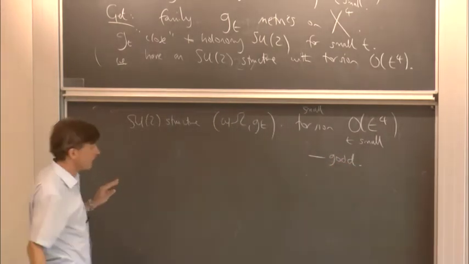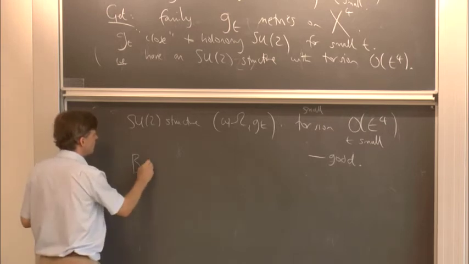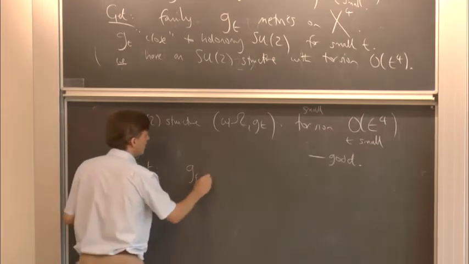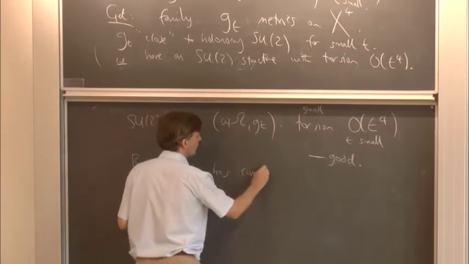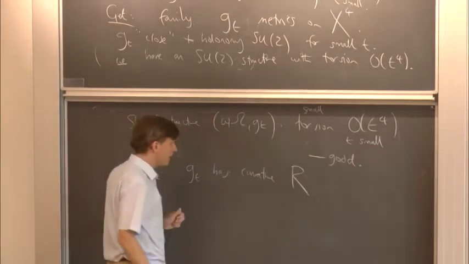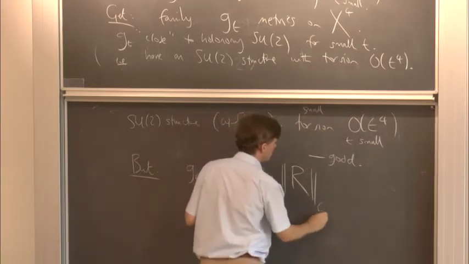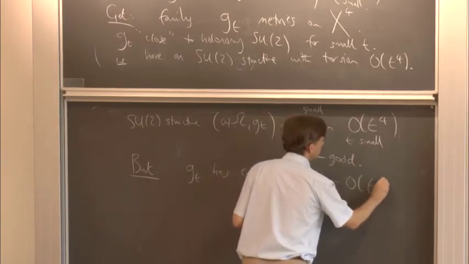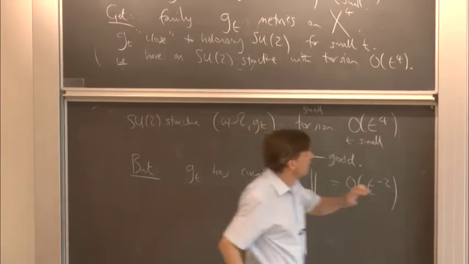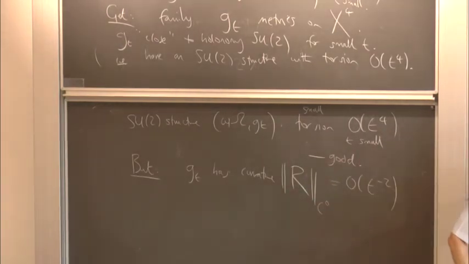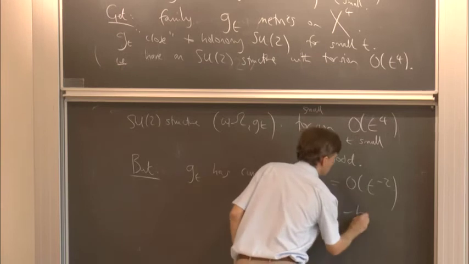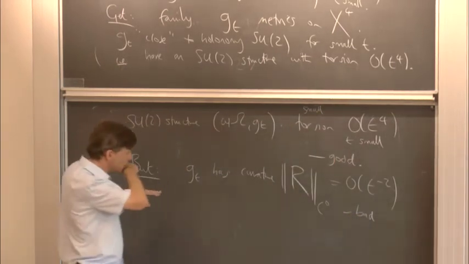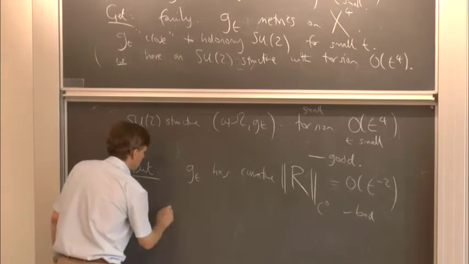Okay, but there are other things which are not so good, which is that gt has curvature R, and if you measure the curvature in the C0 norm, this is order of t to the minus 2, which is bad because when you shrunk the metric h by the factor t squared, there's some curvature living here, and as you shrink it, the curvature gets larger. So that's bad. Also, another kind of measure of how nice gt is, the injectivity radius.